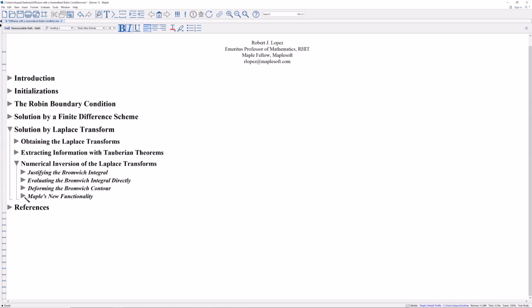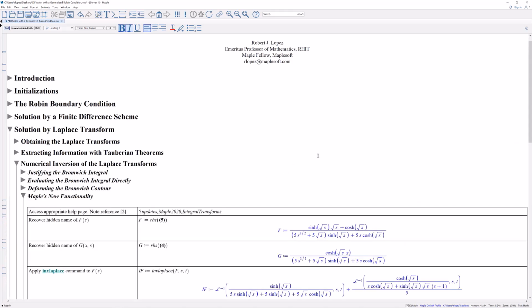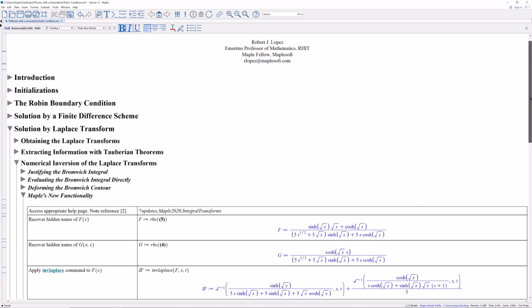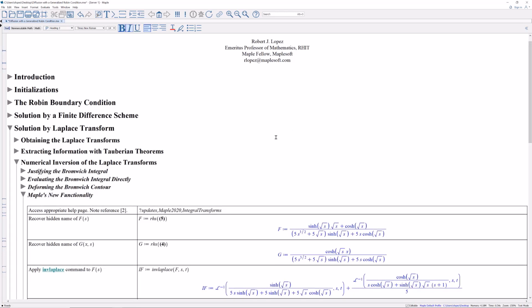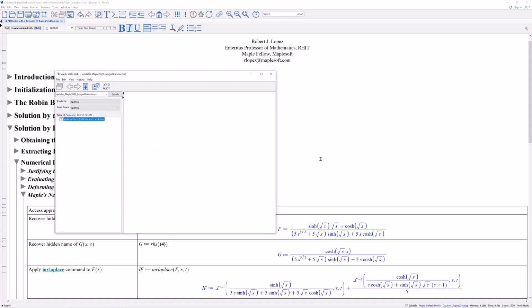And that's the real reason for going back to this previous work: to compare what I had to do in the past to what one can now do in Maple. Where is this information hiding? It's right here. Updates, Maple 2020, integral transforms. This information is not available anyplace else. It's never been moved to its own help page.